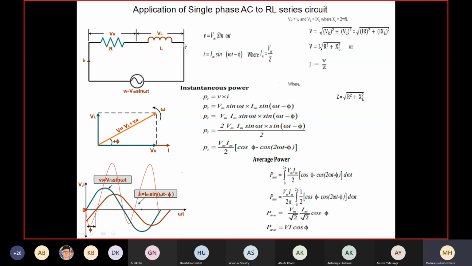Now the question is how to get the expression for the current. Earlier when it was a resistor, I used Ohm's law. When it was an inductor, I used L equal to di by dt. When it was a capacitor, I used Q equal to CV. Now when I have R and L in series, what should I use as a reference to get the expression for the current? For that, all of you watch. When we have a series circuit, the approach is vectorial. This diagram will help you.